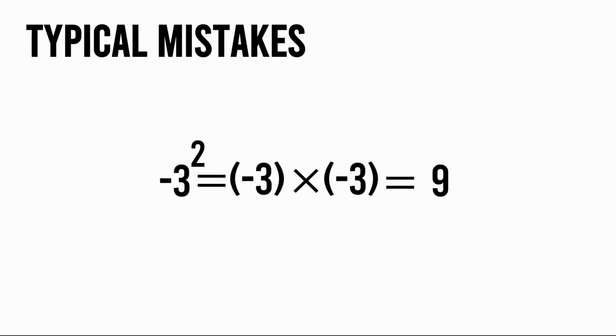One might think that -3 to the second power corresponds to -3 multiplied by -3, both in parentheses. We know that a negative number multiplied by another negative number results in a positive number. But in this case, it is wrong to calculate -3 to the second power in this way.